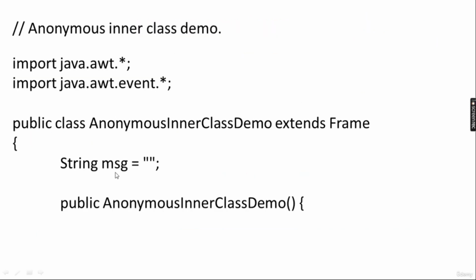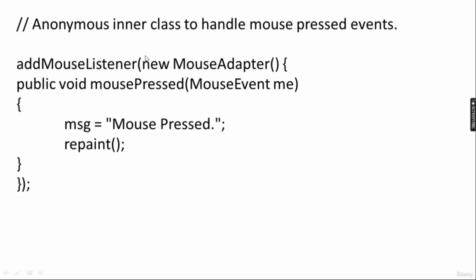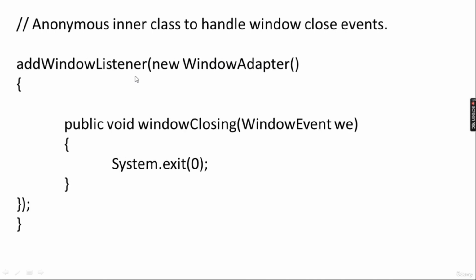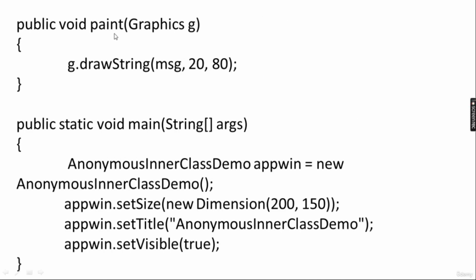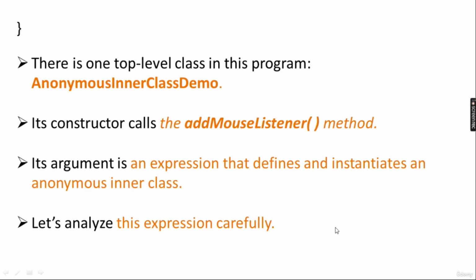Anonymous inner class demo extends frame, message anonymous inner class demo. To handle the mouse press events, add mouse listener, new mouse adapter. On mouse press, we are writing mouse pressed, and window listener, system.exit, paint method, drawString. In the main method, an object of anonymous inner class demo is created. Then a new window is created of size 200 by 150. Then the title is anonymous inner class demo. Set visibility is equal to true.